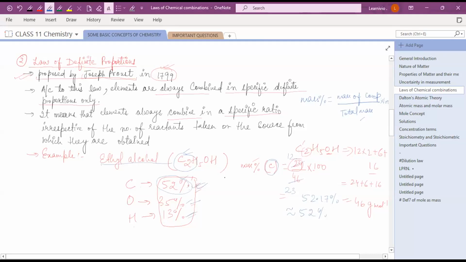So this is the law of definite proportion. Means the proportion is constant. It will not depend on the number of reactants taken. It will give you a specific ratio. Okay, meaning the elements are always combined in a specific ratio, specific definite proportions only. I hope it is clear now.